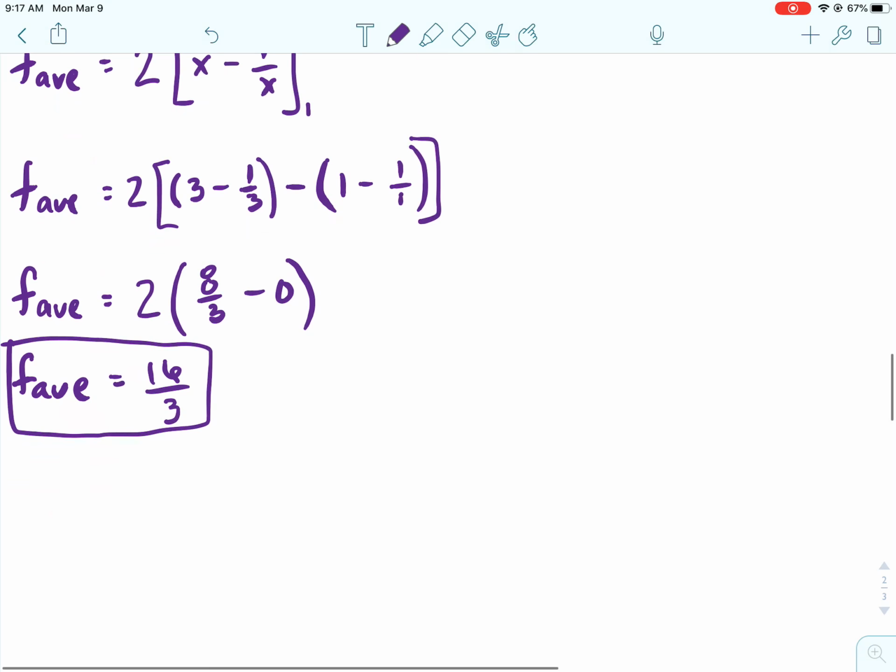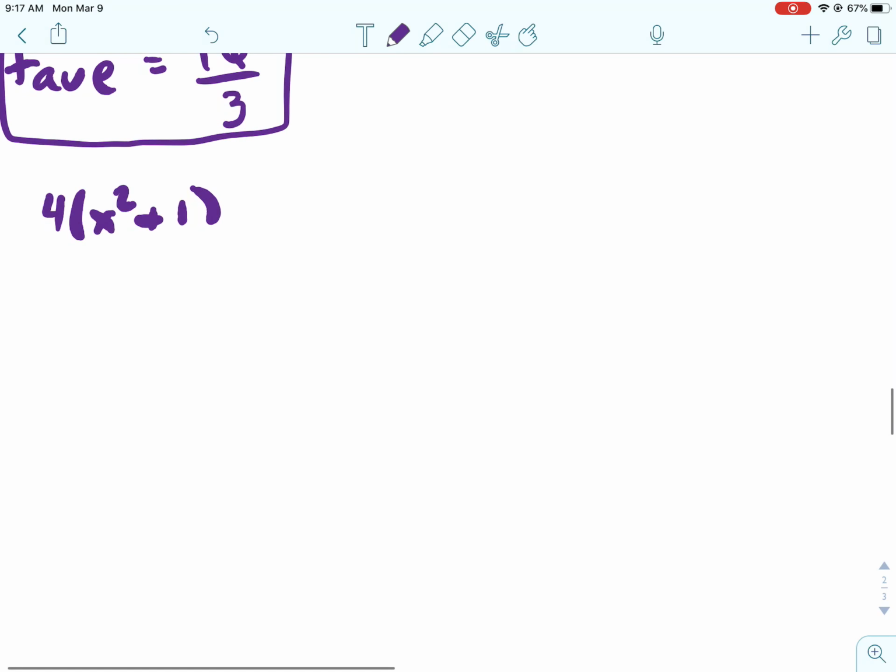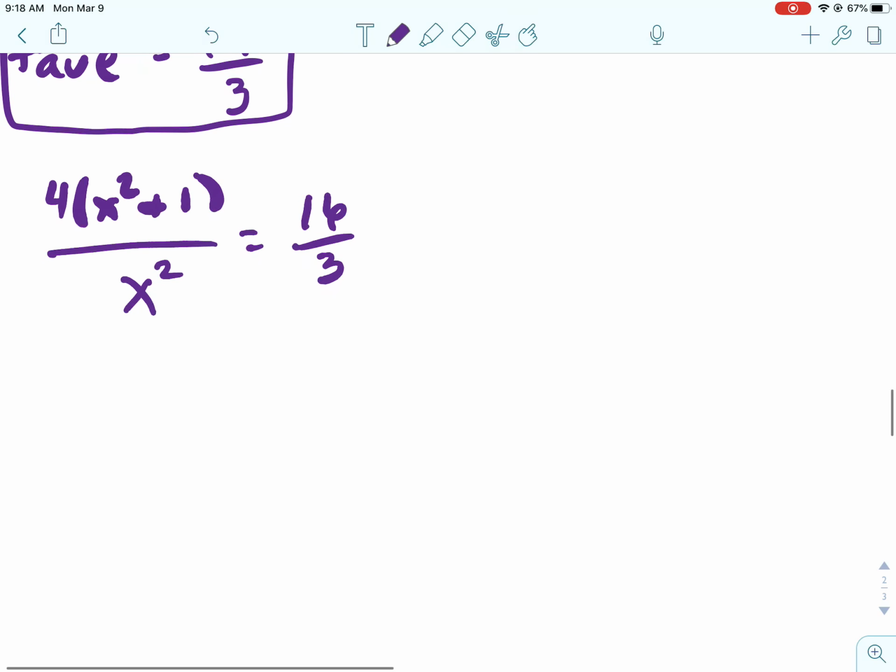So that's taking the function and setting it equal to the average value. All right, so our function is 4 times (x squared plus 1) over x squared. We want to know when that equals 16/3. All right, what would y'all do to solve this equation? Y'all got this. This is algebra. You would cross multiply.